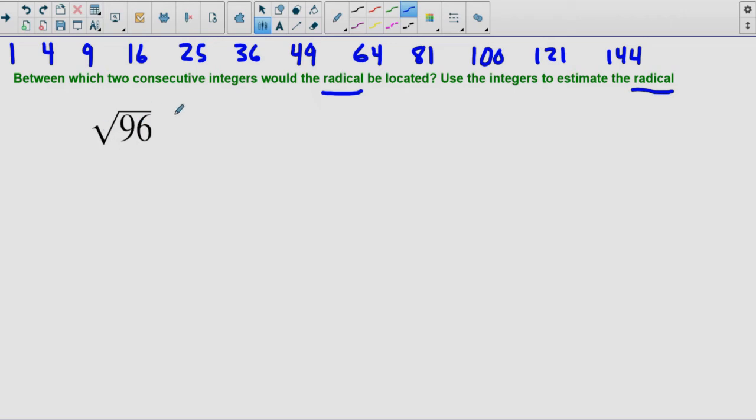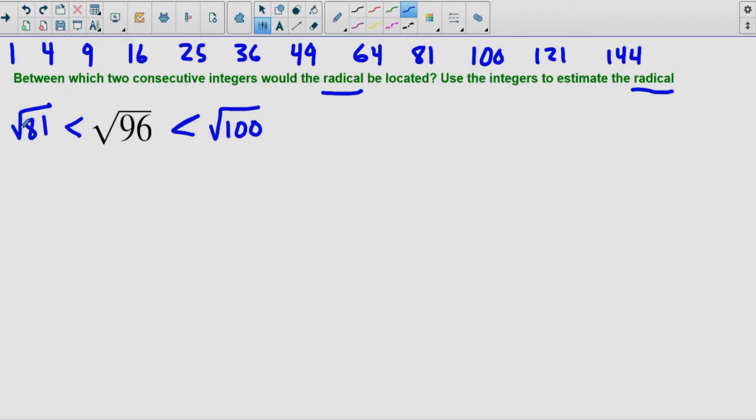So here I have radical 96, or square root of 96. And I notice 96 is in between 81 and 100, right? It fits in between these two perfect squares. So I can say radical 96 must be less than radical 100, but it must also be greater than radical 81. All right, and I'm going to use these two perfect squares to estimate the square root of 96.